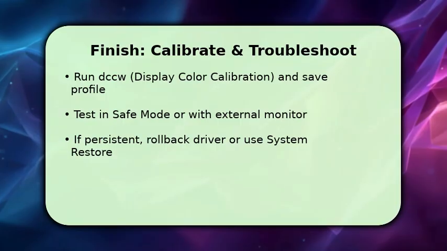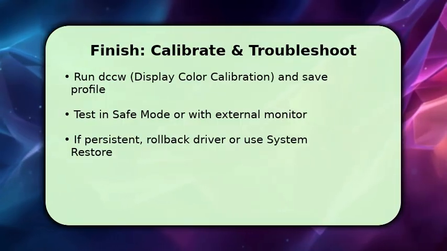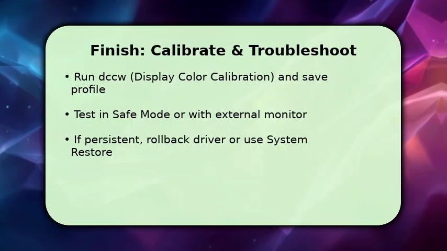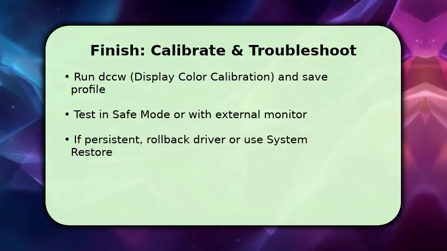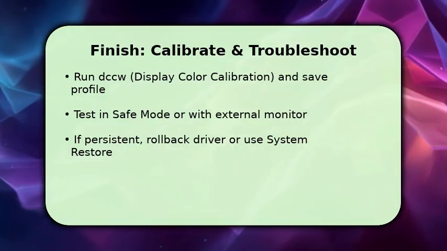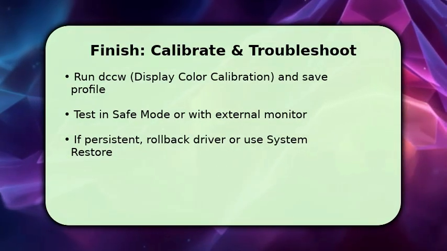Finish by running the Windows Calibration tool, DCCW, to create and save a corrected ICC profile. This permanently adjusts the color pipeline. Once done, test in safe mode or connect an external monitor to rule out panel hardware faults.